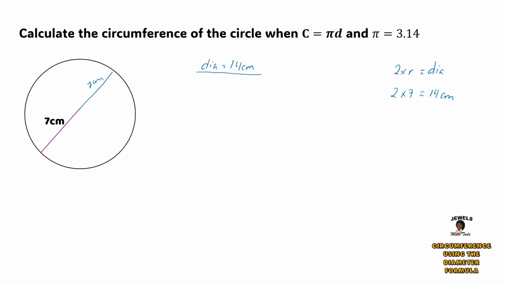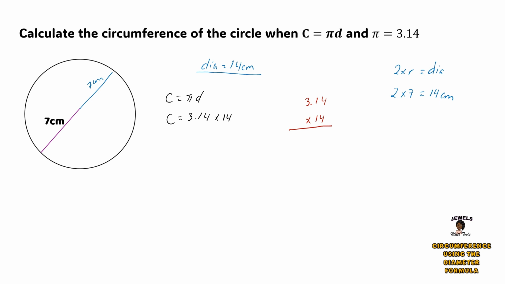So now let's dive into calculating our circumference. And we are using the formula for the diameter. And we were told that our pi is equal to 3.14, and that will be multiplied by our 14. Okay, so let's begin our calculation. So we have our 3.14. That's going to be multiplied by our 14 centimeters for our diameter.